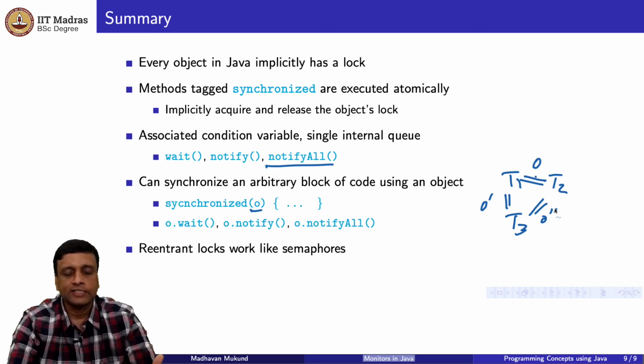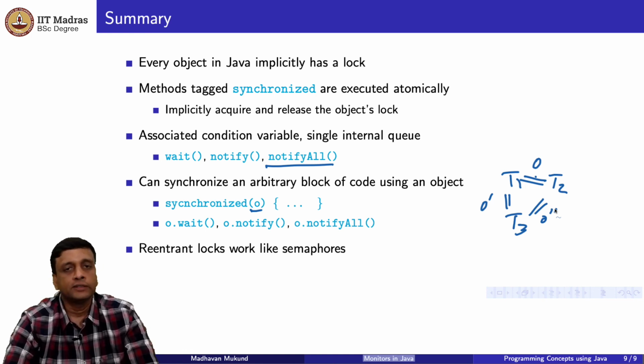So when you have these synchronized objects, we can do a lot of flexible programming, but of course, the more flexible your programming is, the more error prone it is, so you have to be a little careful, okay? And then finally, like semaphores, Java allows you these re-entrant locks.